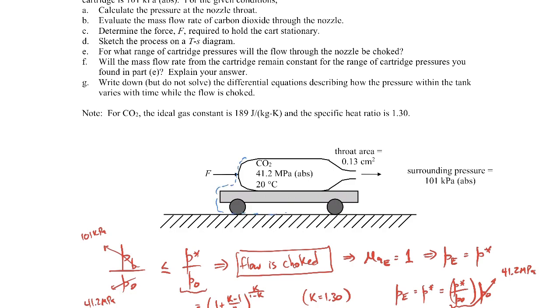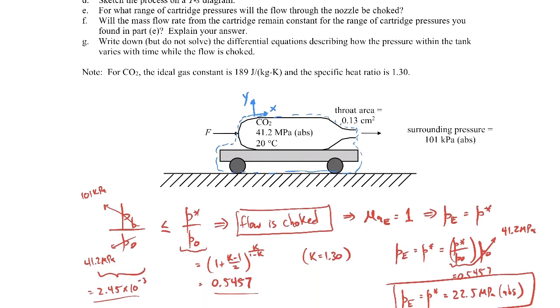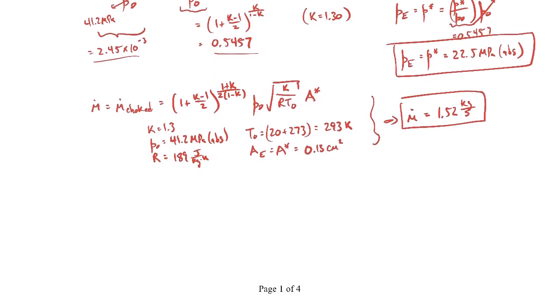that surrounds the cart and the CO2 cartridge. So there's our control volume. Let's put a coordinate system on here. So we'll call that the x direction, the y direction. Nothing is moving here, so it's an inertial frame of reference. And then we would apply the linear momentum equation.